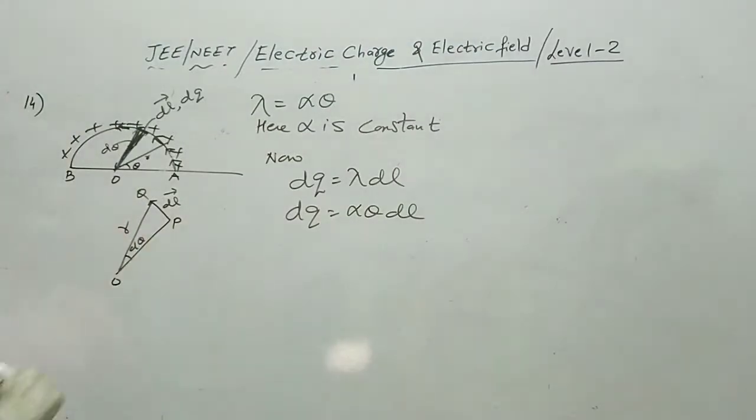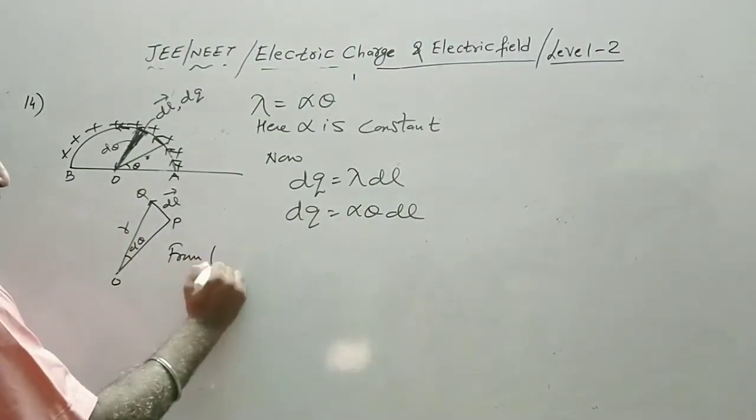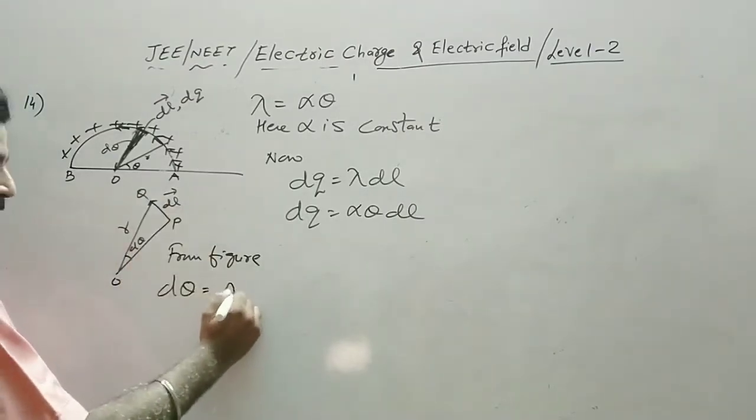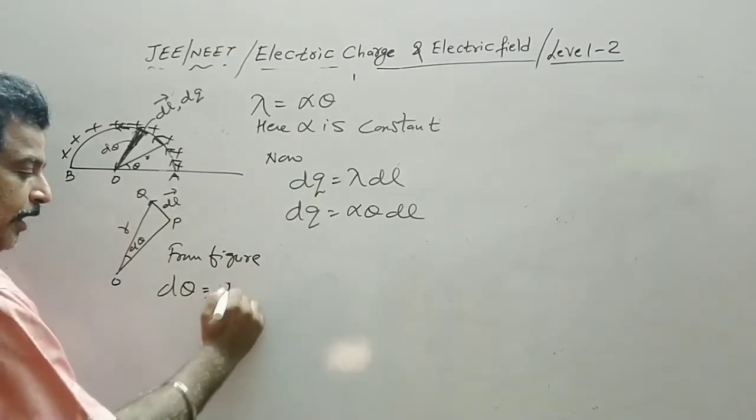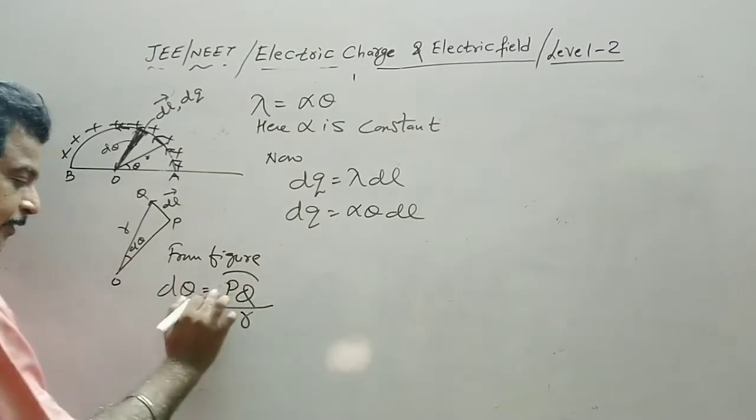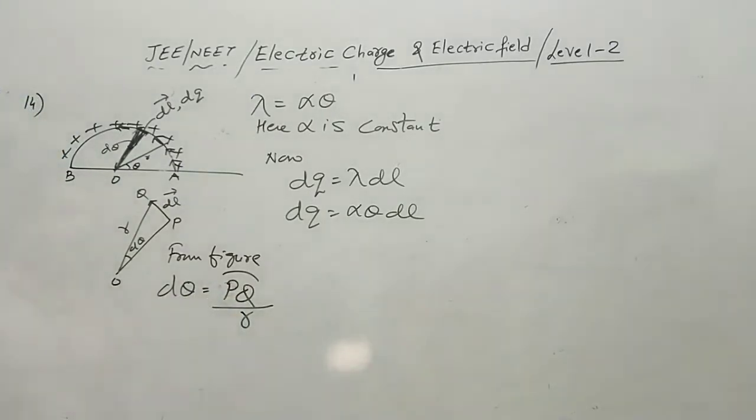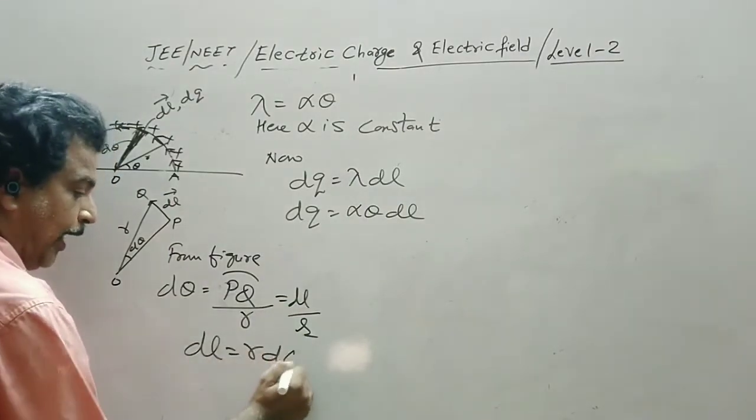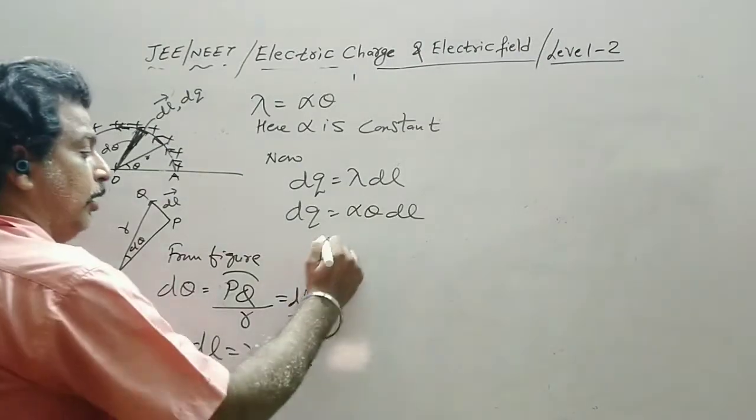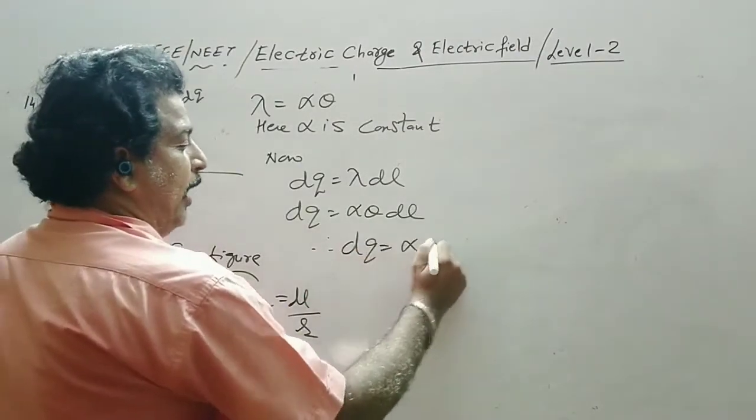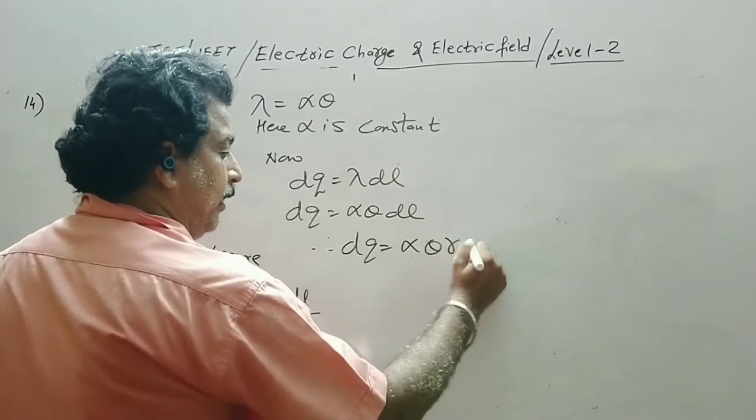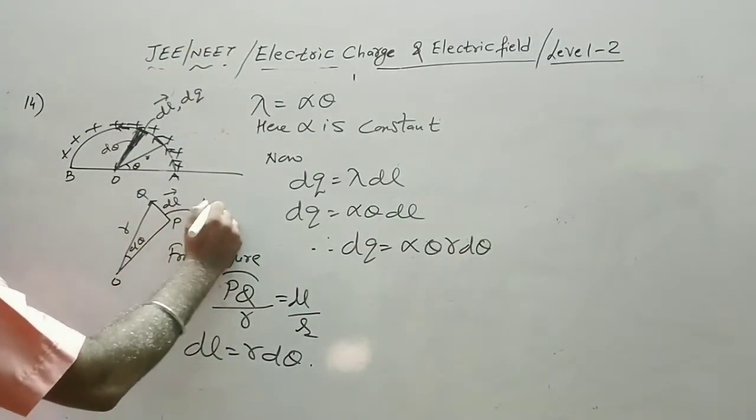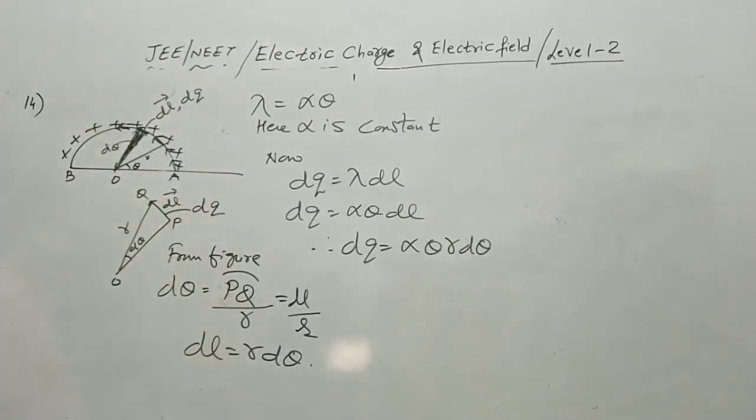So from this figure, d theta is equal to the length of the arc PQ upon radius. That is our formula. This is equal to dl upon r. So dl is equal to r d theta, and therefore dq is equal to alpha theta r d theta. So this is the small amount of charge on the rim given.